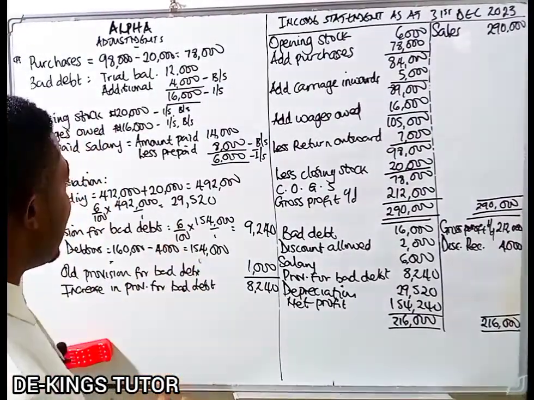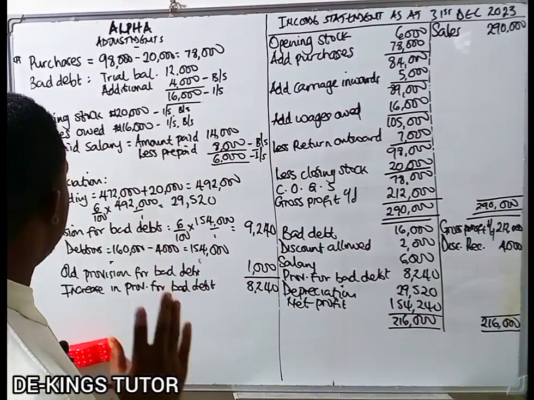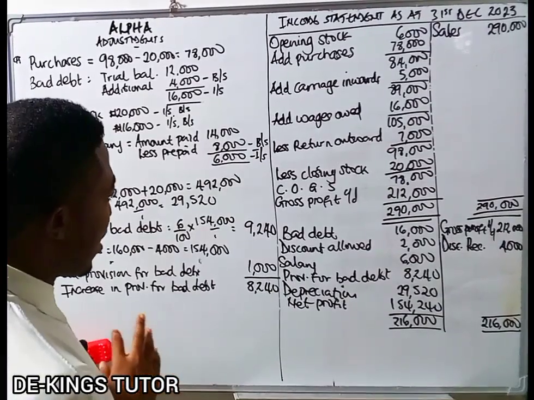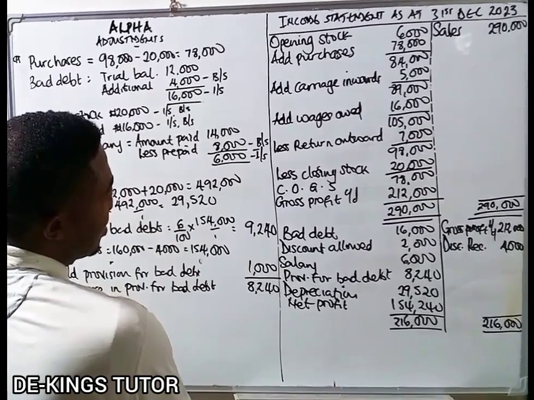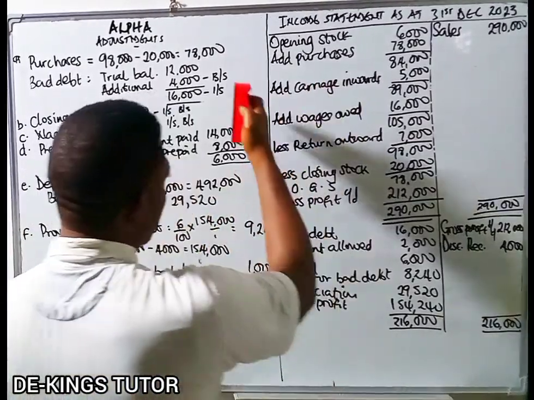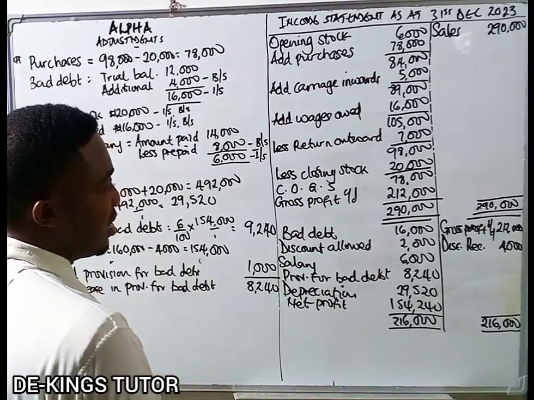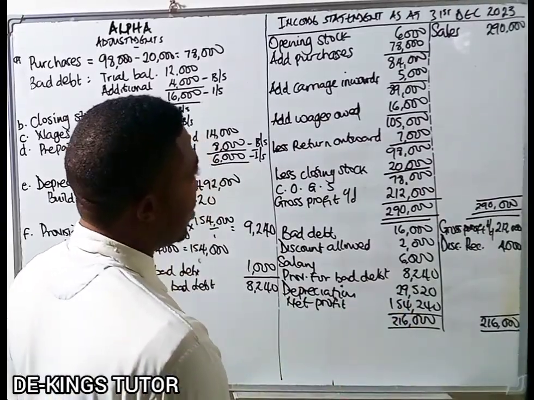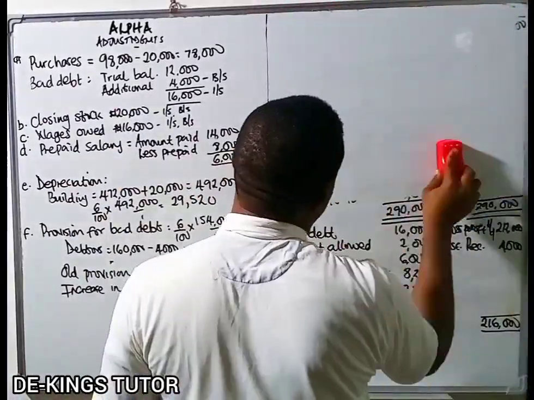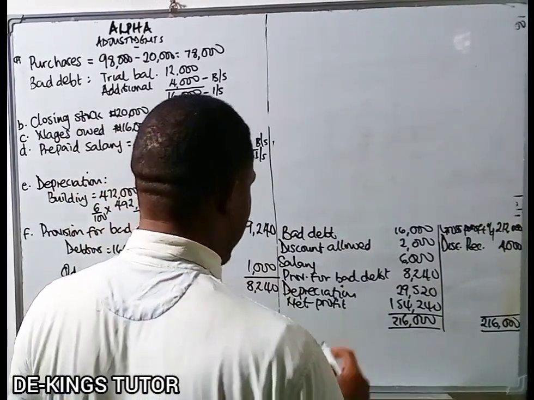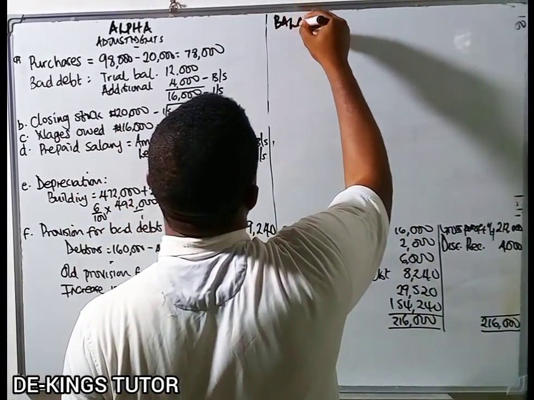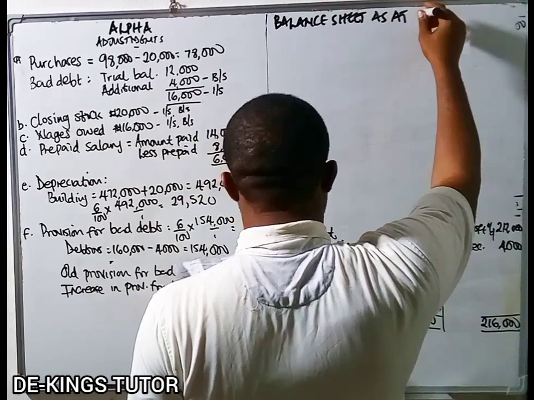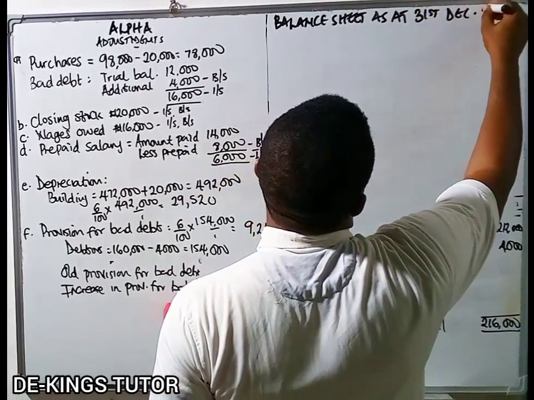And the final part now is the balance sheet. Now I'm looking for where we're going to clean to do the balance sheet. So let me clean this part because I need this part. You can pause the video and write down the important value we'll get from this, which is just our net profit. So if we have the balance sheet as at 31st December 2023.